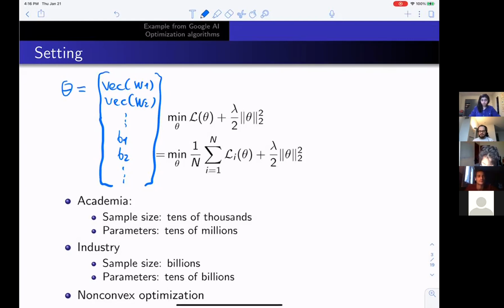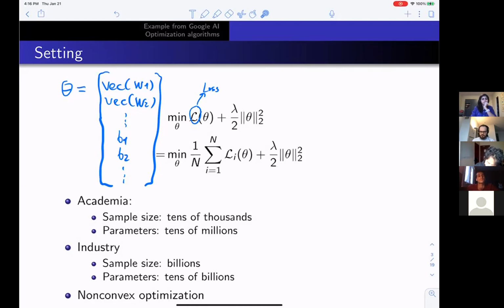Now, once you have this vector, you would like to optimize it. You would like to find the optimal parameters. So what you do is you try to optimize over this vector by minimizing this loss function, right? This is the loss function. We've seen two examples of loss functions. One was the mean squared error loss, and the second is the cross entropy loss, right?